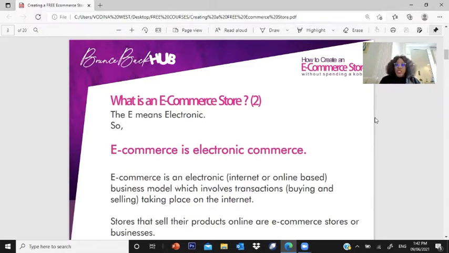E-commerce is an electronic, internet or online-based business model which involves transactions, the buying and selling, taking place on the internet. Stores that sell their products online are e-commerce stores or e-commerce businesses. So you might have your physical stores, and we want to convert your physical stores to e-stores. We want to change your physical business to an e-business. And there are different benefits, different reasons why you want to have an e-business.